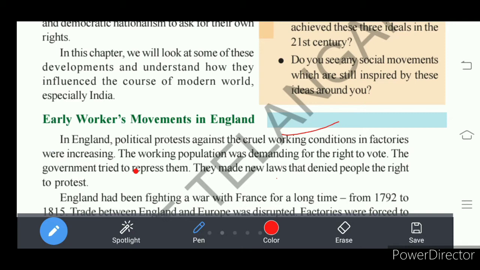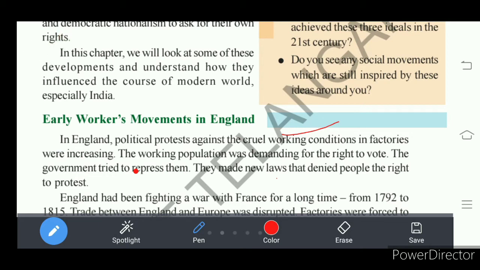Foreman used to go on kicking, right? Most of the workers in industries were women, because women put up very little resistance. Men may revolt against the cruel working conditions. So industrial owners preferred women, who are less resistant, and also preferred children, because children can work without any reward. So children, women, and some of the men worked in industries. Understand? So these were cruel working conditions.